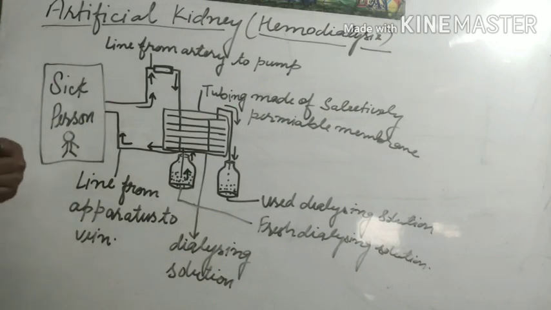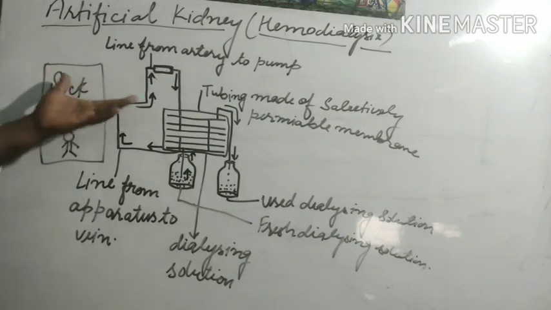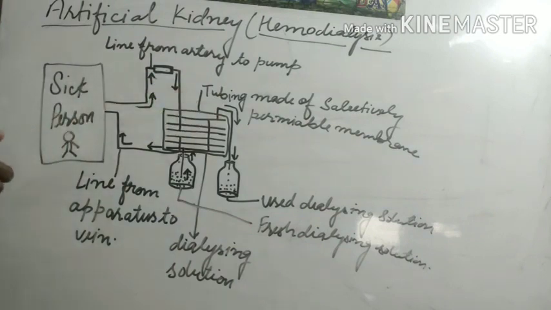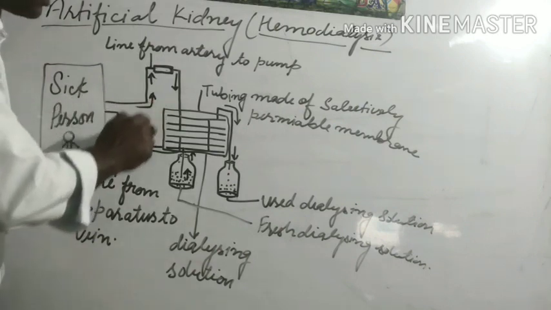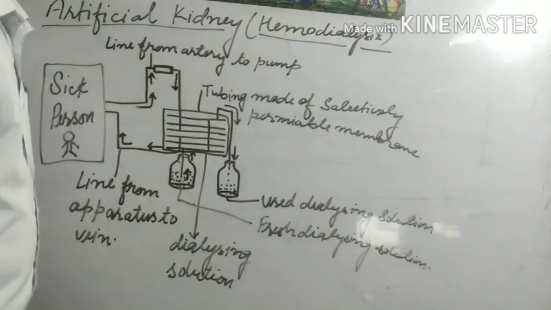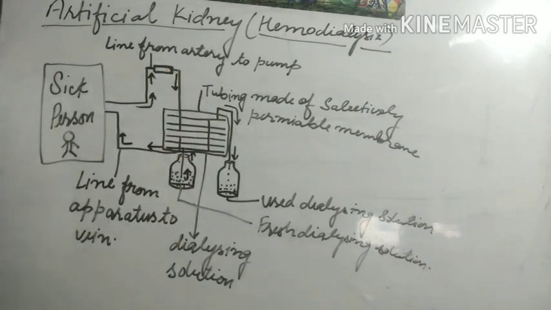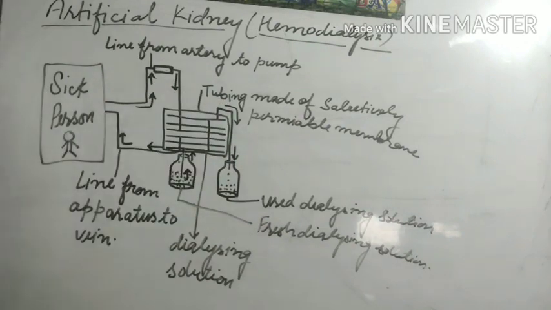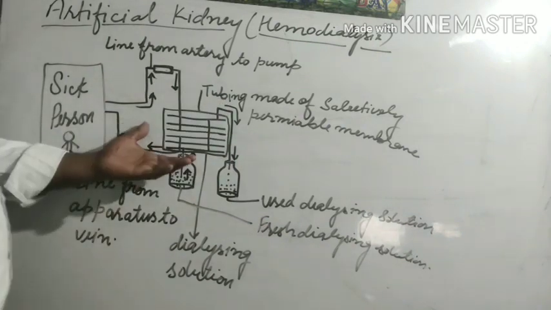In this situation, what happens, students? First of all, we have to see the structure of this artificial kidney. Let us see. This is the body of a sick person, and this is a tubing that is made up of cellophane, or cello plastic, we can say. It is a selectively permeable membrane.